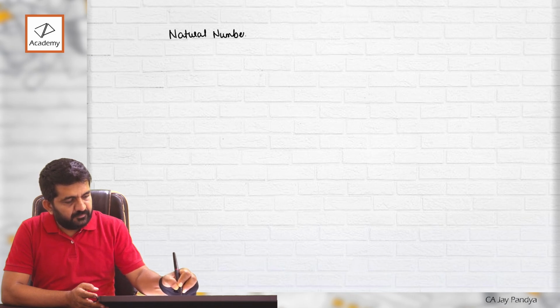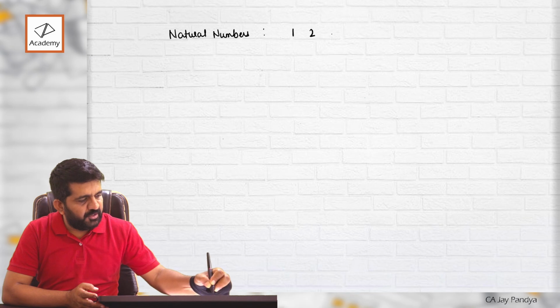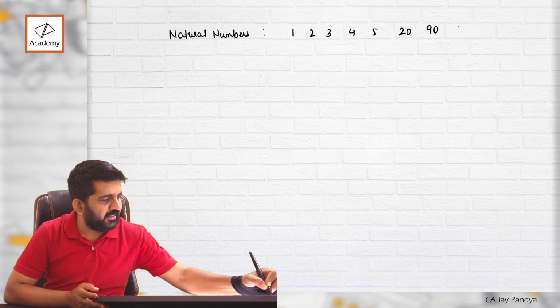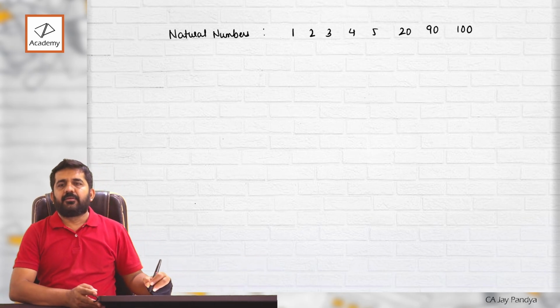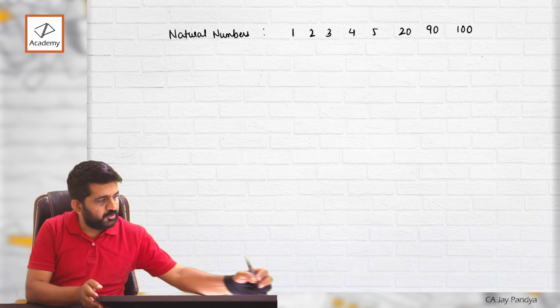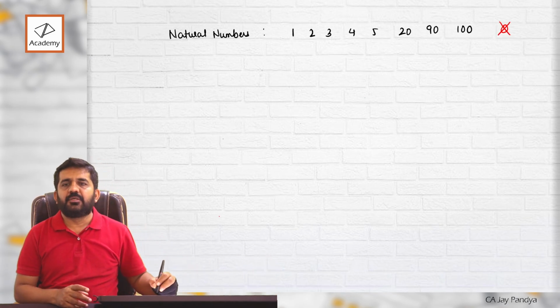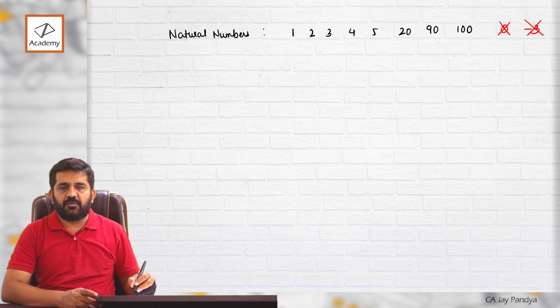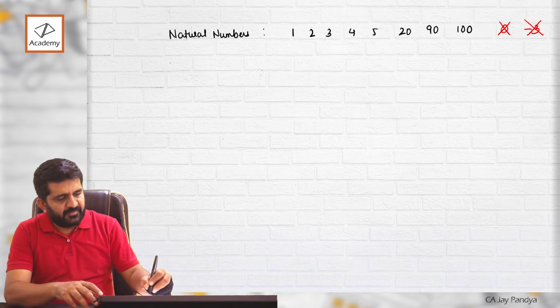So let us revise what we have done in the first lecture. We started with giving names to numbers. What were the names to numbers? Natural numbers. Natural numbers are 1, 2, 3, 4, 5, 20, 90, 100. It should be positive. Also, it should not include 0. Negative will not be included.